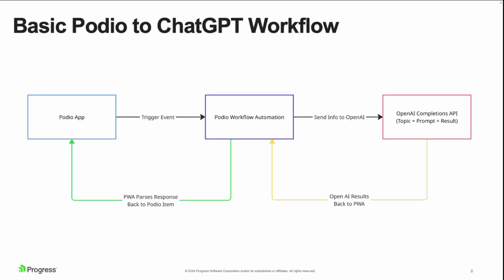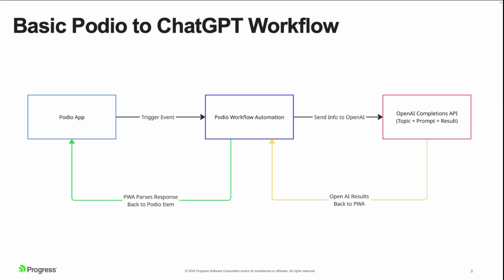All right, so finally, before we dive into the demo, just at a high level, like I said, what the general workflow that we're going to see today looks like is we've got a Podio app, or actually 3 Podio apps that we're going to leverage. From the Podio app, we are going to trigger an action inside of workflow automation. That action is going to be really focused on getting the information from Podio and sending it over to OpenAI. So like I said earlier, we're going to use the completions API within OpenAI. We're basically going to send it a topic and a prompt, and it's going to build us our result.